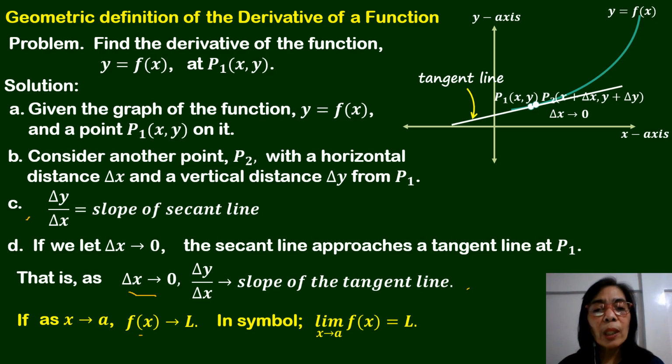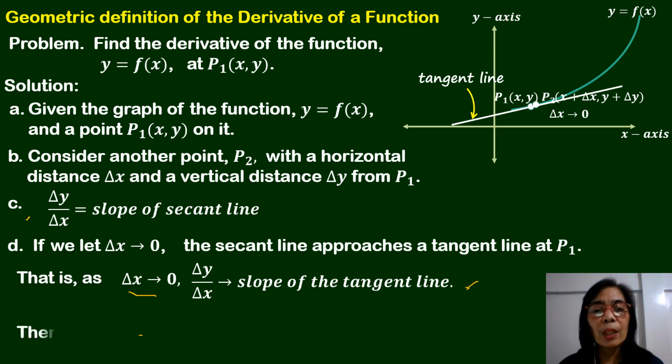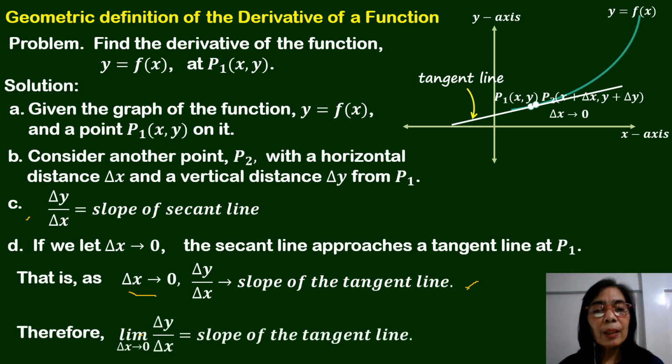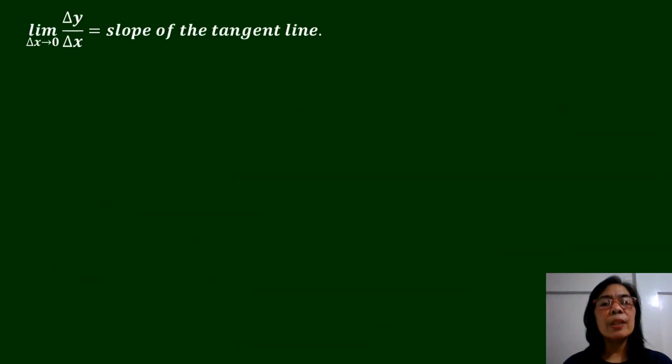That means we can also write this statement as the limit of delta y over delta x as delta x approaches 0 is equal to the slope of the tangent line. So we have already established that the limit of delta y over delta x as delta x approaches 0 is equal to the slope of the tangent line.